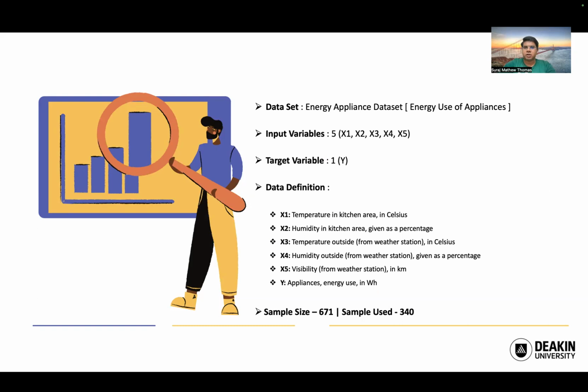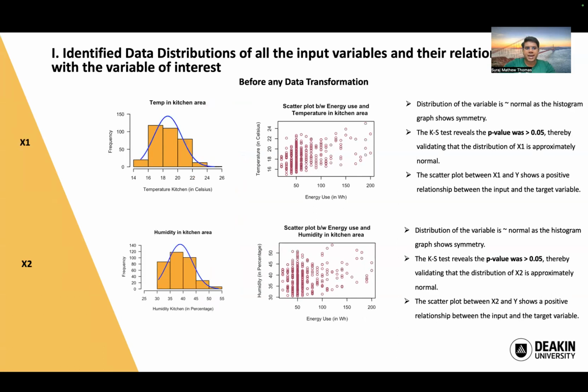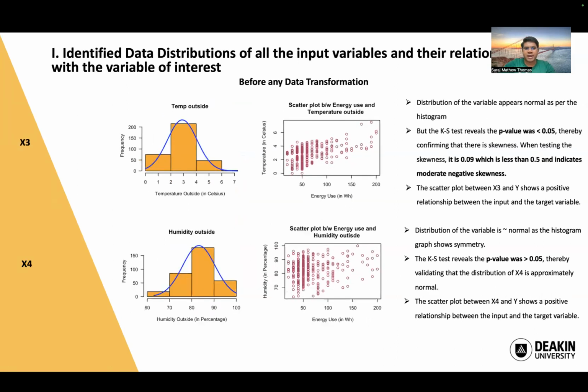But as we go along with this data analysis, we have reduced the sample size to 340 for our analysis. Now, we did an exploratory data analysis of these 5 variables and the target variable by seeing how the data is distributed using a histogram, and also the scatter plot between each of the variables and the target variable.